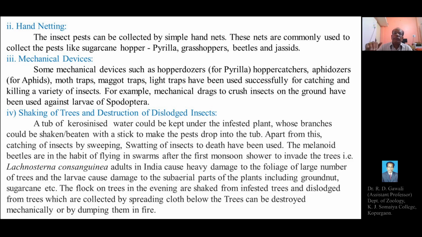Means we can bury them or we can burn them. We can bury these insects or we can burn them, or even we can use kerosinized water or insecticidal water as per the requirement. We can use any of the modes for the destruction or the killing of these pests after their collection.